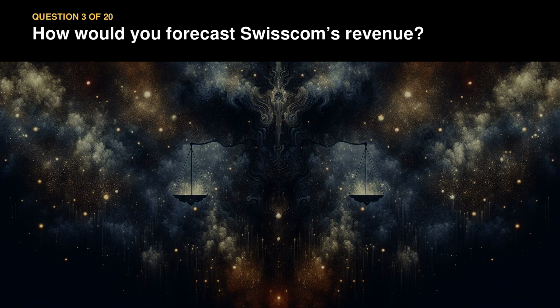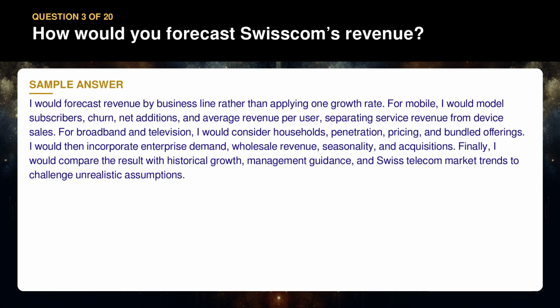Question 3. How would you forecast Swisscom's revenue? I would forecast revenue by business line rather than applying one growth rate. For mobile, I would model subscribers, churn, net additions, and average revenue per user, separating service revenue from device sales. For broadband and television, I would consider households, penetration, pricing, and bundled offerings. I would then incorporate enterprise demand, wholesale revenue, seasonality, and acquisitions.